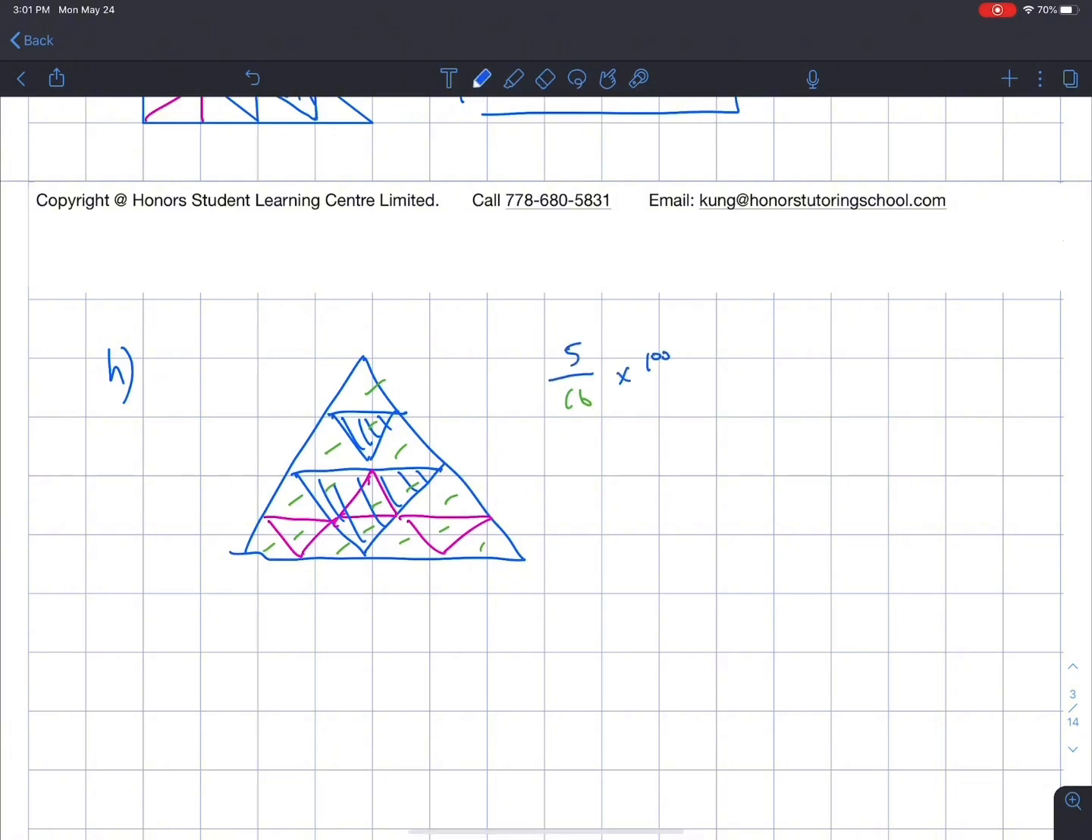And then times 100% over 1. So divide this by 4 to get 4, divide this by 4 to get 25. We get 125 over 4%. So our final answer is 31 1/4%. And that's the end of question 2.